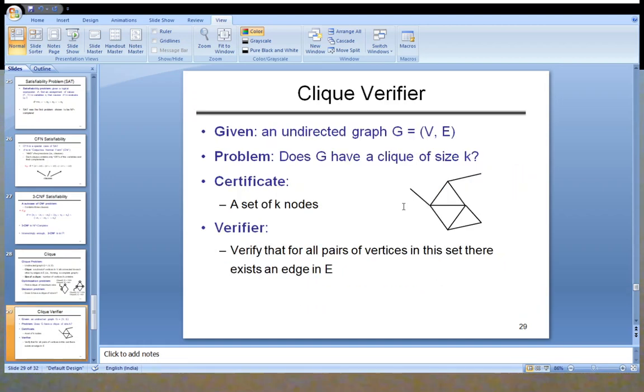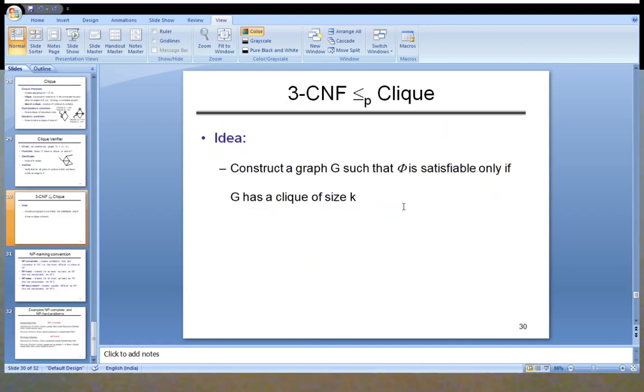Clique verifier. So these are the problems for which we have to find the solution. This also comes under the case of NP-complete, because the 3-CNF problem is polynomial-time reducible to the clique problem. Construct a graph such that the function is satisfiable only if G has a clique of size K.